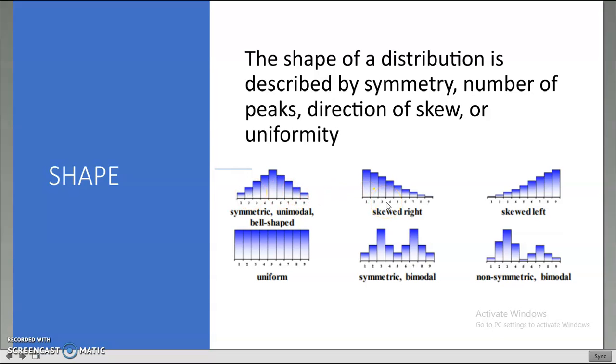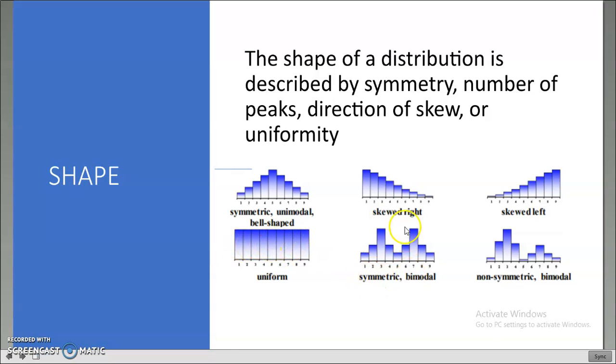Here we have something that's skewed to the right. So notice that this tail here, of the smaller values as they're going down, is at the right part. And then we have skewed to the left. Notice that the tail here is on the left section, so the smaller values are on the left. Uniform looks like all of the values are about the same.